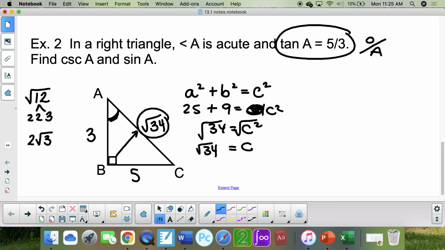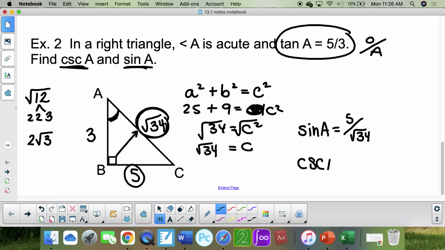They want you to find the cosecant of A and the sine of A. So, you know that the sine of angle A is equal to opposite over the hypotenuse, which is 5 over root 34. And I'll reduce that in a minute. And then they also want you to find the cosecant of angle A. These two are reciprocals of each other. So all I'm going to do is just flip the sign.